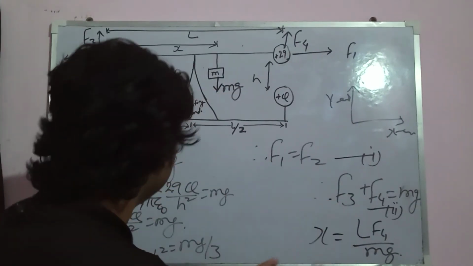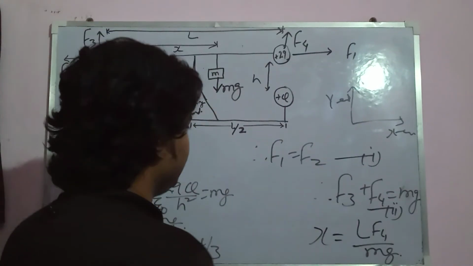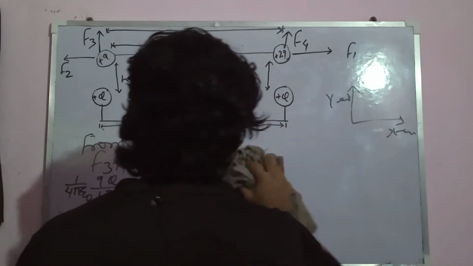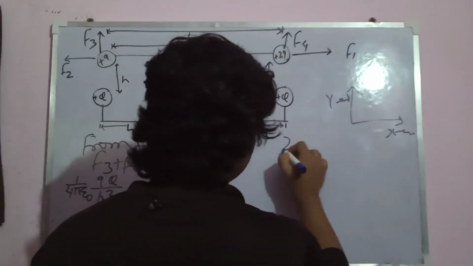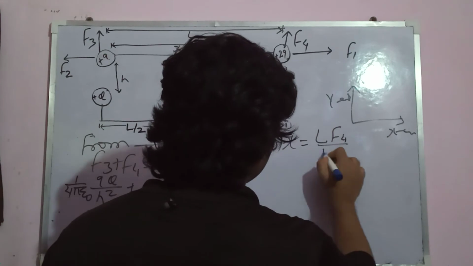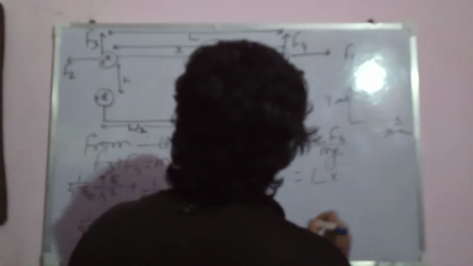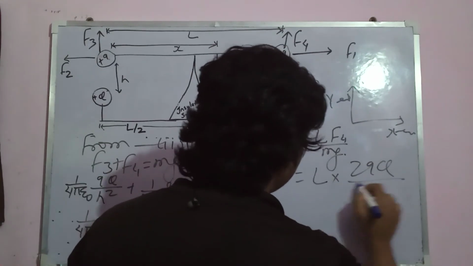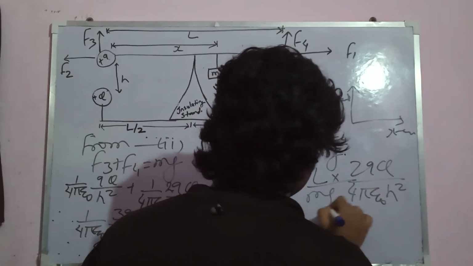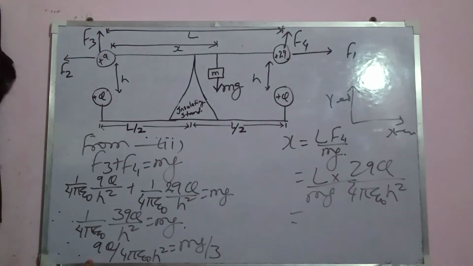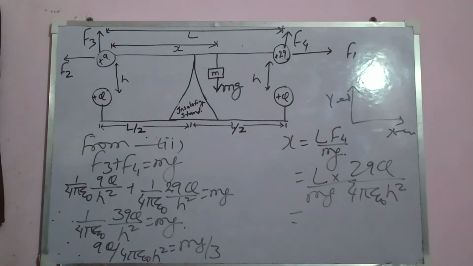Now come here. I'll have to put this value just here to solve the x completely with numerical values. Let me remove this because I have applied 1 and 2 here. X is equals to L F4 by mc. What's the value of F4? Put that value. F4 is equals to 2q by 4 pi epsilon naught h squared by mc. And from here I can replace this value by mc by 3.